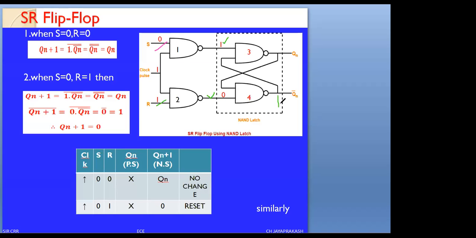This 1 is applied as feedback to NAND gate 3. Here, since both the inputs are 1, the output Q of n equals 0. Okay, got it. You observed how it came. If I want to write the equation Q of n plus 1, since one input is 1 and the second input is Qn bar, we write the output as Qn.